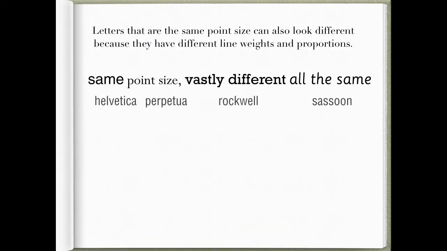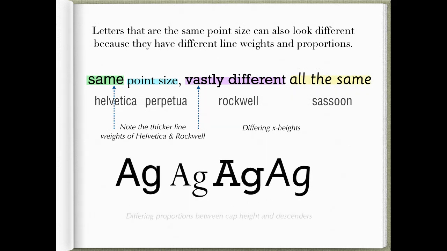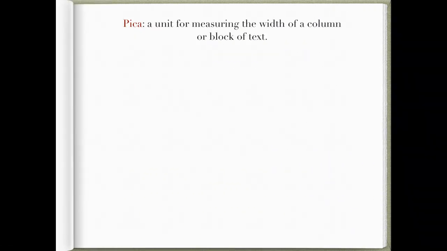And again, there are lots of other different variations you can find. So all of these are the same point size, but they look incredibly different when we compare them side by side. There's the thicker line weight or stroke in some of them, the differing x heights of all the different typefaces here, and the differing proportion between the cap height and the descenders. So although point size gives you a good sense of what will fit in a line as you're working on a specific application, there is a lot to play with that might go into your decision of which typeface to use.